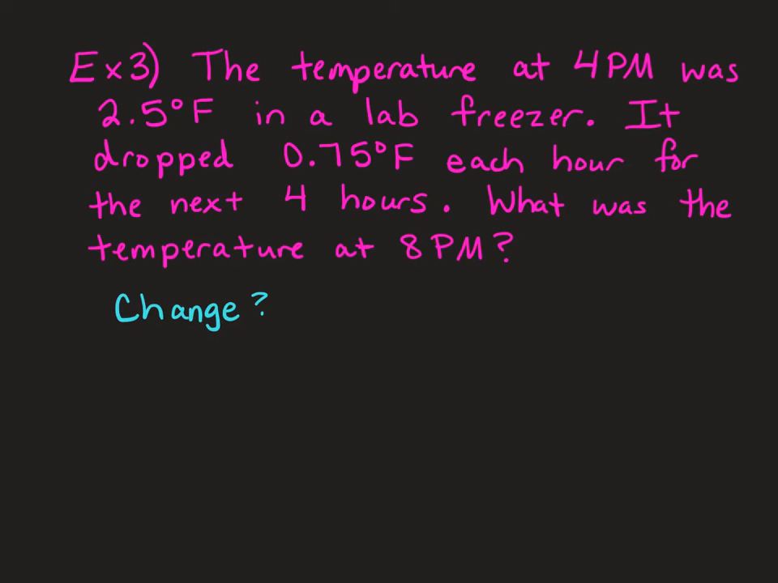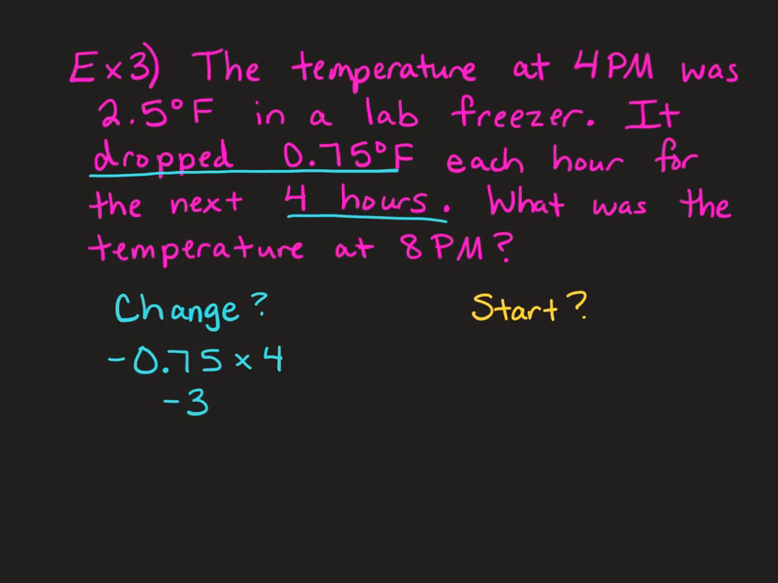First, let's start with finding what the change was. We're told that a temperature drops 0.75 degrees each hour for 4 hours. So we're going to drop, that's a negative, 0.75 times 4 hours. That's -3. So the temperature actually dropped 3 degrees Fahrenheit.